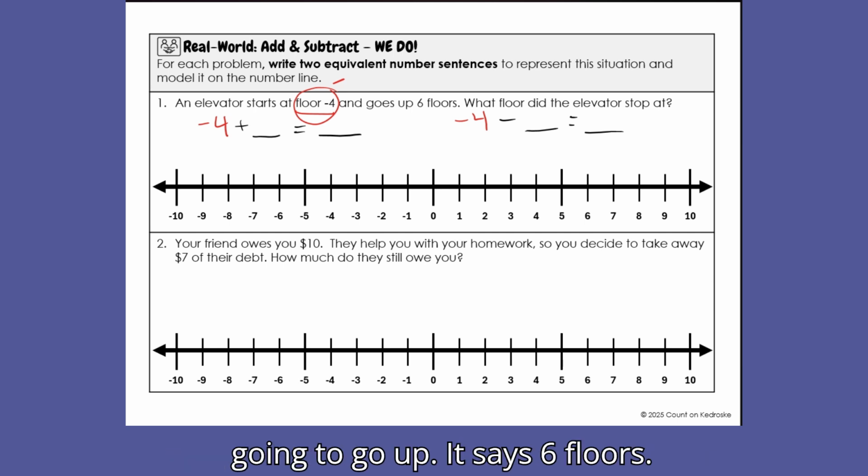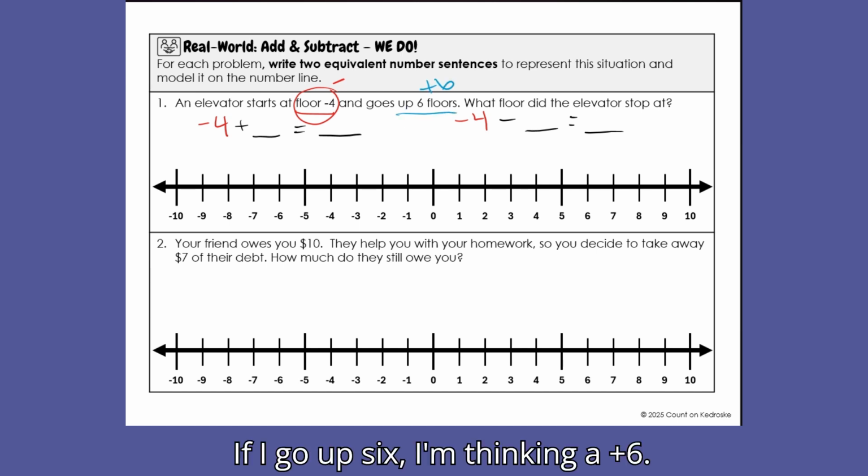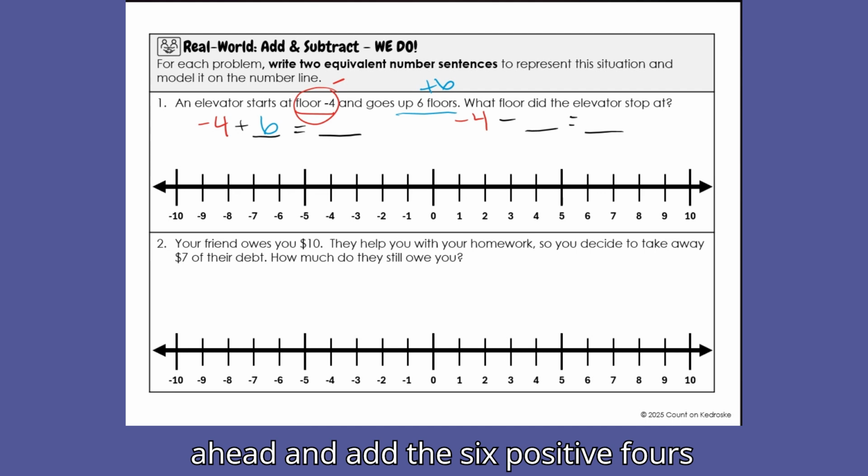So then I'm going to go up. It says 6 floors. If I go up 6, I'm thinking a positive 6. So when I look at my addition sentence, that makes sense that I would just go ahead and add the 6 positive floors there.